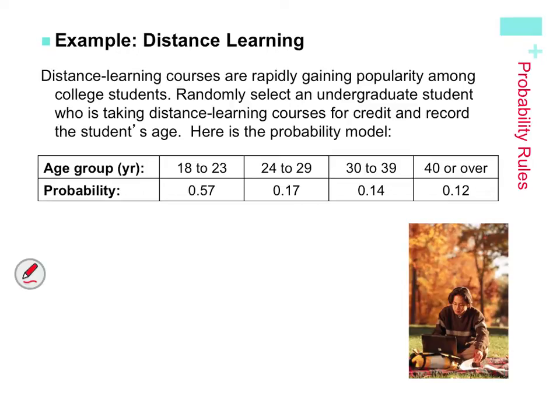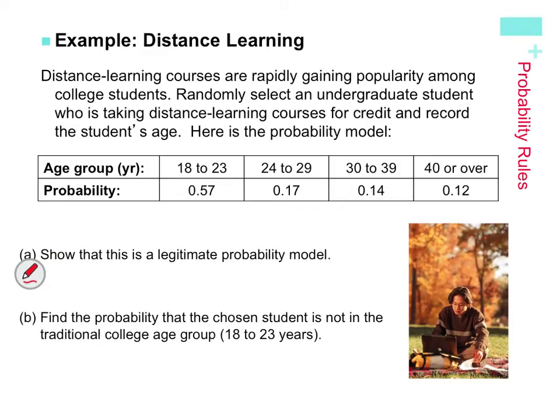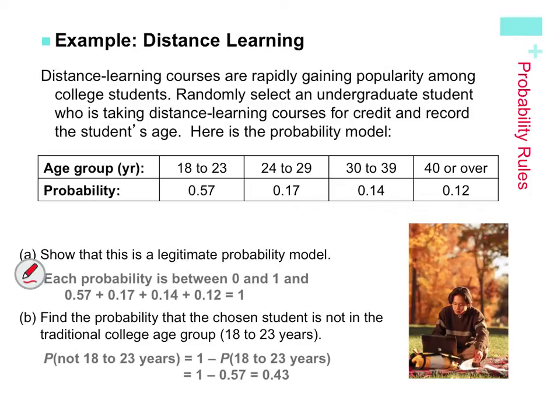Distance learning courses are rapidly gaining popularity among college students. Randomly select an undergraduate student who is taking a distance learning course for credit and record the student's age. Here's the probability model. From 18 to 23, the probability was 0.57, 24 to 29, the probability was 0.17, and so on. Let's show that this is a legitimate probability model. Each probability is between 0 and 1, and all of them added together have to total 1.